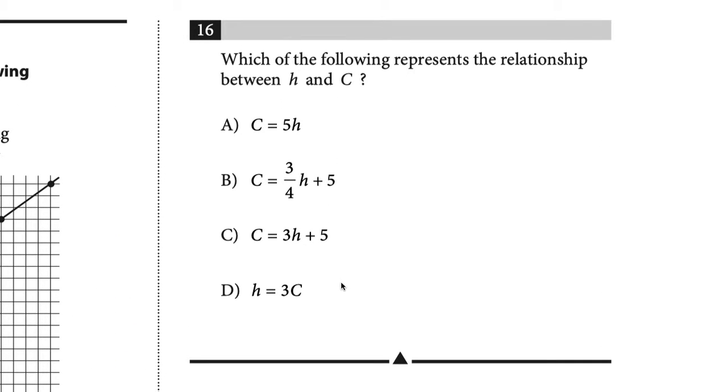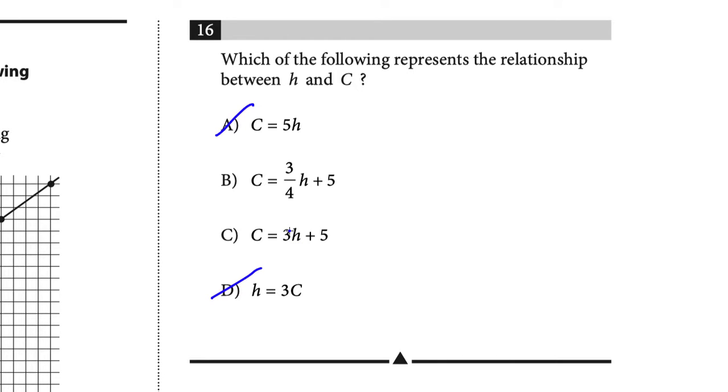Number 16. Which of the following represents the relationship between H and C? Well, we know what the y-intercept is. The y-intercept is 5, so you should somehow be adding 5. So it's not A, it's not D, it's adding 5. Now we have to find the correct slope.